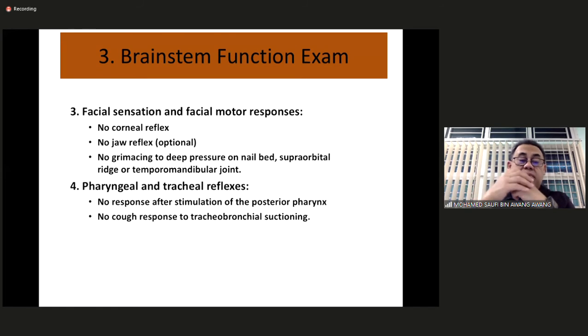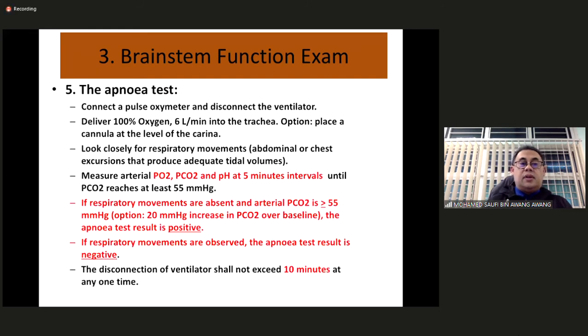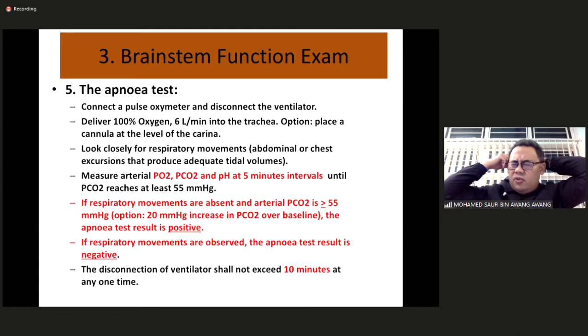Okay, so that's what it means by pharyngeal. So we will look at these two components. You look at the pharyngeal and also the trachea reflexes to decide whether the function is still intact or not. Those are the brainstem functions that you are required to fulfill.